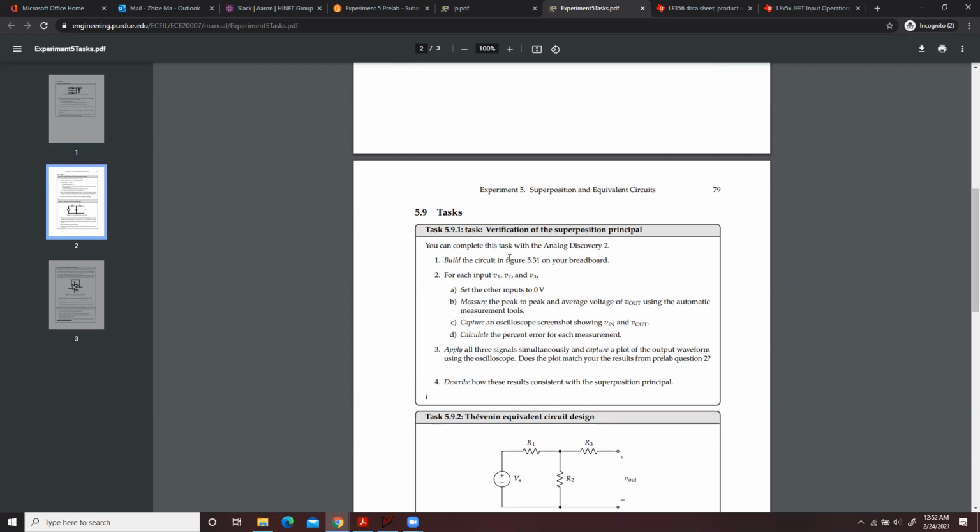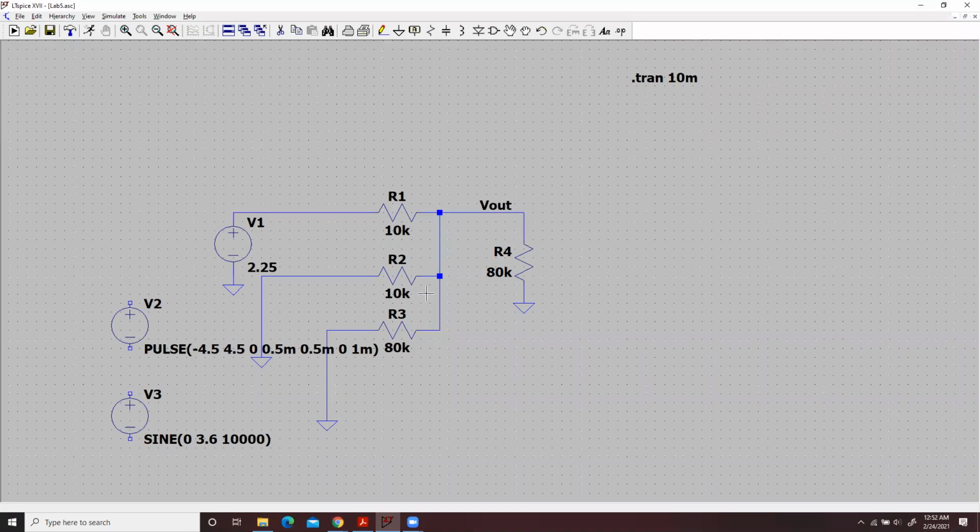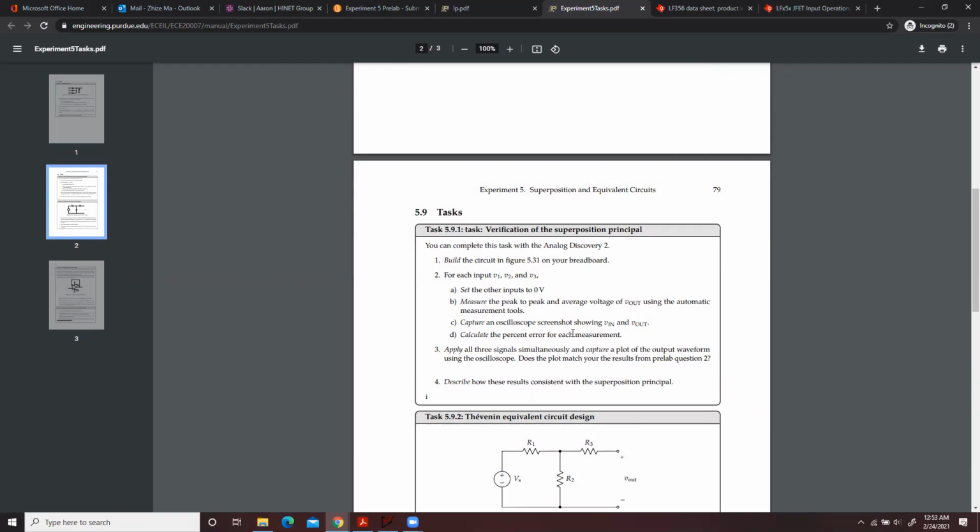Okay. And the same thing you need to do is when you build this on the breadboard, and when you measure Vout1, you need to make sure this R2 and R3 is connected to ground. Okay, so don't forget this. You cannot just unplug V2 and unplug V3, then measure the Vout. You need to make sure these 2 nodes are shorted to ground. Okay, so that's for task 3.